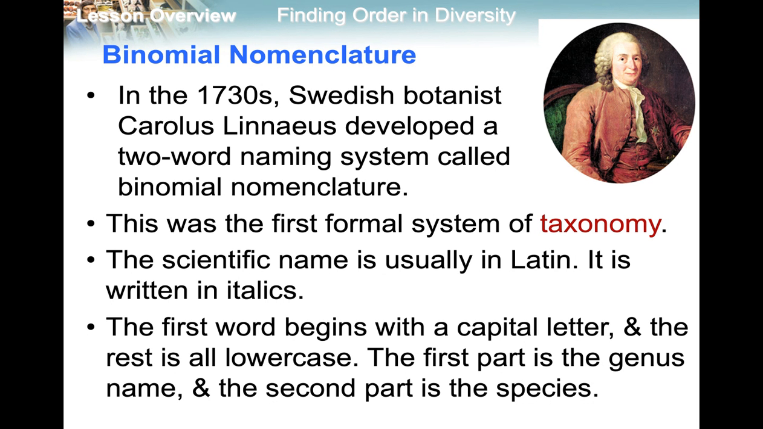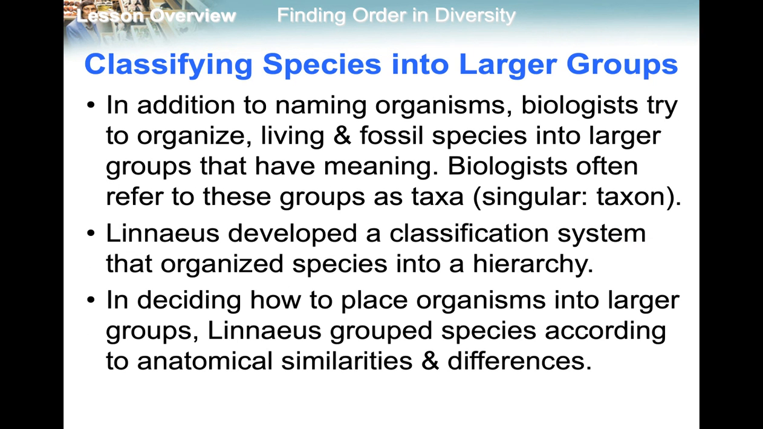With what he came up with, the first word is always a capital letter and the rest are lowercase. The first part of the name is the genus, and the second part is the species. So Homo sapiens, that's the scientific name for humans. When we look at Homo, that is the genus, sapiens is the species. Typically, though, when we say the species, we say Homo sapiens and put both words together.